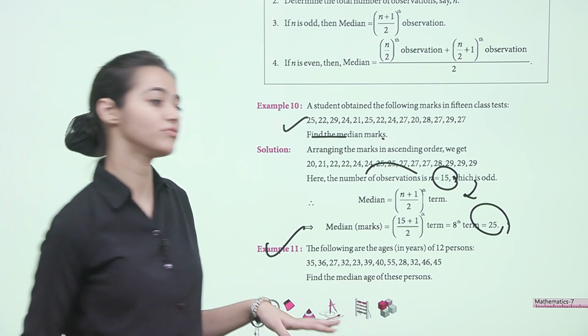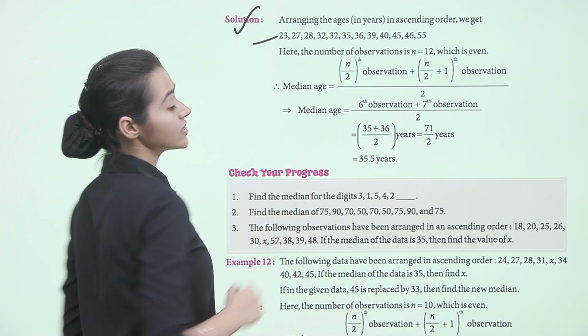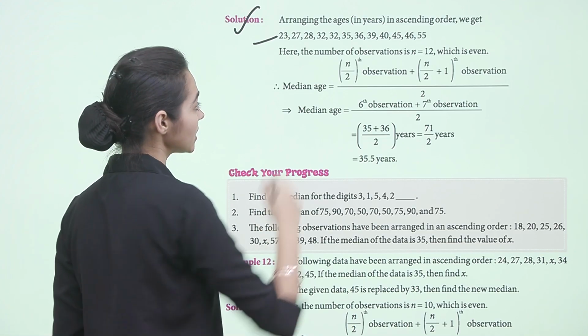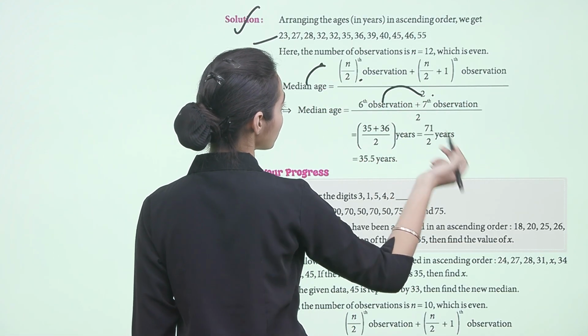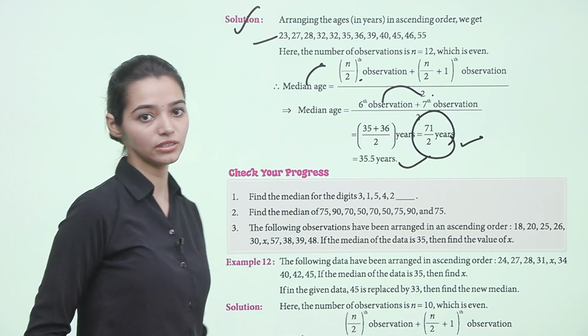Again, we have been given the ages of 12 persons. We have to find the median age of these persons. Firstly, we arrange the ages in ascending order. Then the number of observations is 12, which is even. So the median age is the (n by 2)th plus the (n by 2 plus 1)th observation, that means the 6th plus 7th observation, divided by 2, that is 71 by 2, that is 35.5 years.